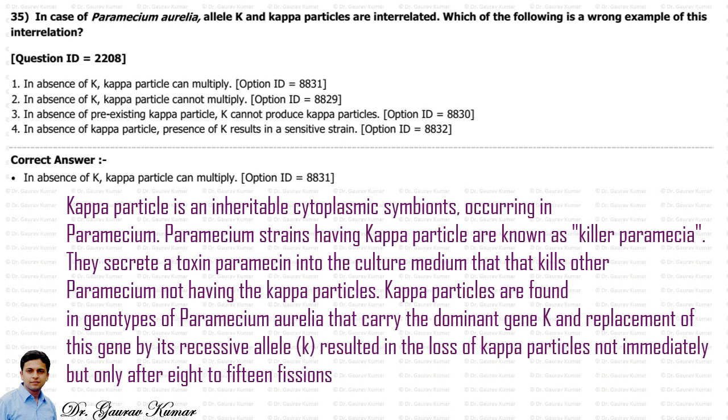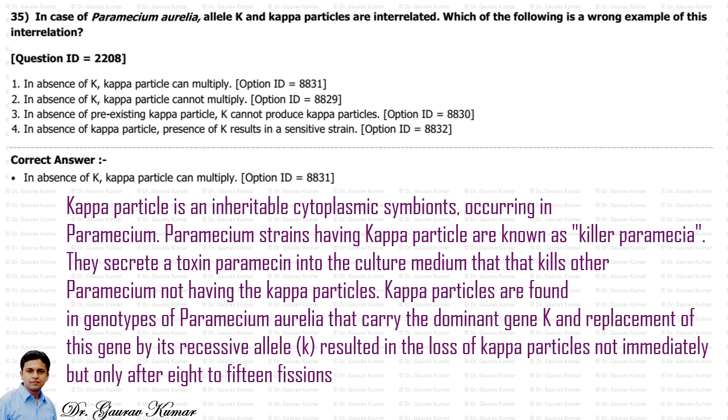Next question. In case of Paramecium aurelia, allele K and kappa particles are interrelated. Which of the following is a wrong example of this interrelation? They are saying in absence of K, kappa particle can multiply. That is the wrong example of this interrelation, which you can just note down.